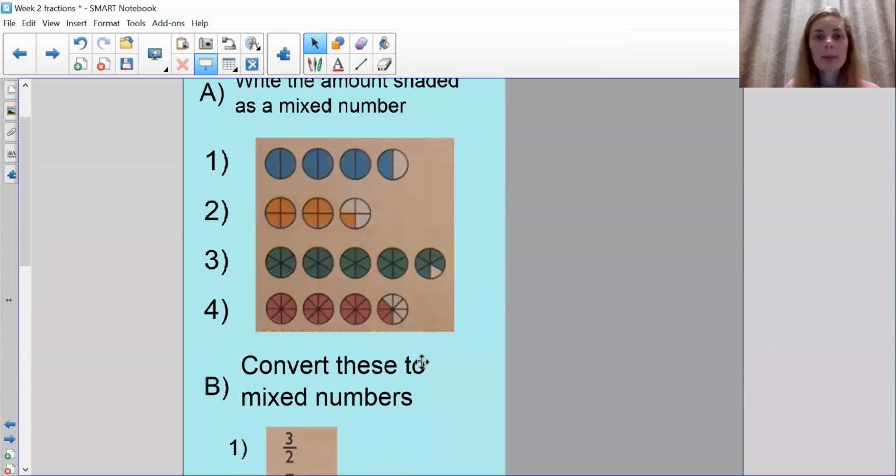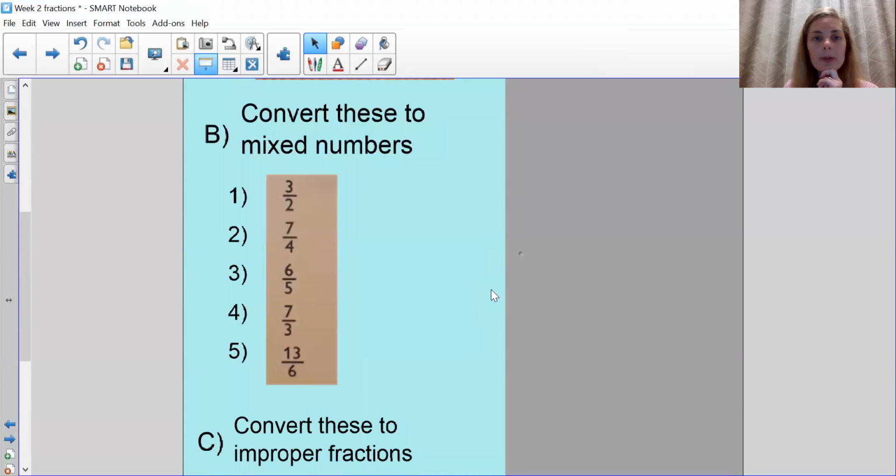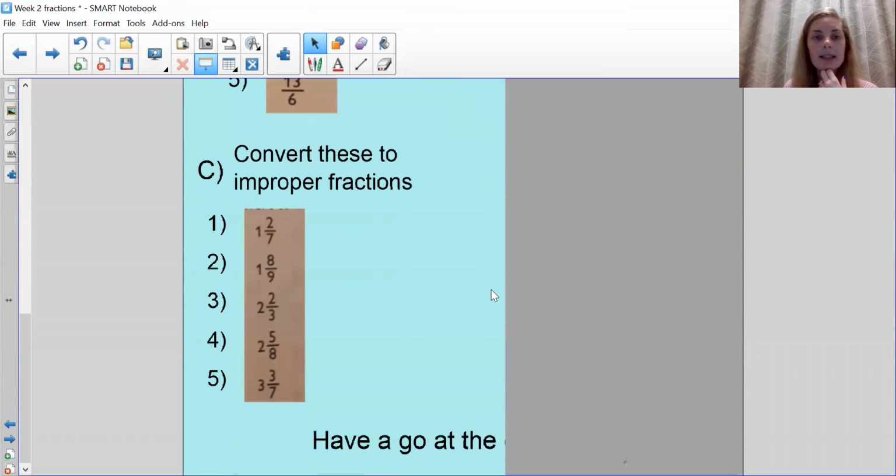So I'm going to go back up to the top here, and I'm going to start again so that you can pause the video at any time, and then we'll have a look at the answers afterwards. So this is question A. So you can do this now, pause the video. Here are questions B, converting these improper fractions to mixed numbers. So pause the video, have a go. And the last set is converting these mixed numbers to improper fractions. So have a go.